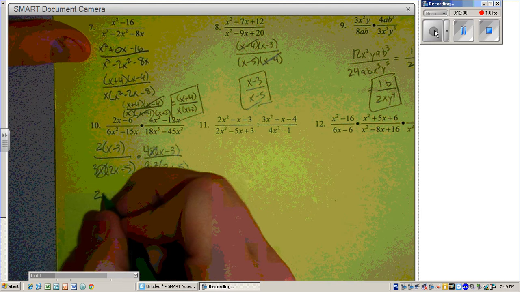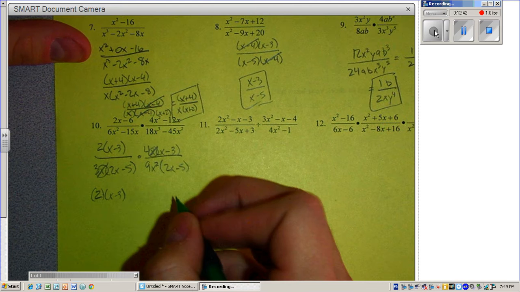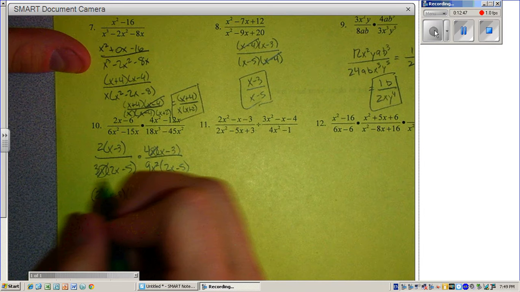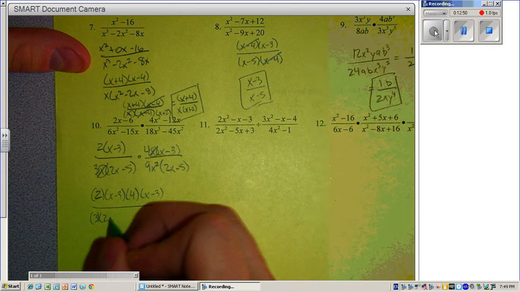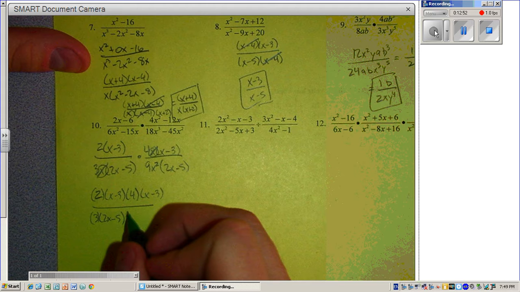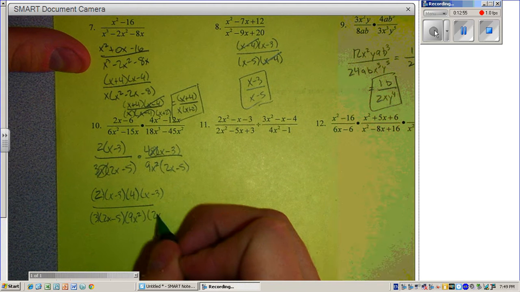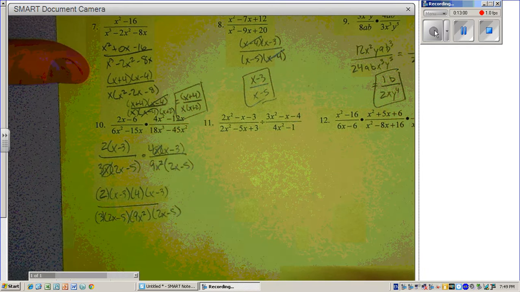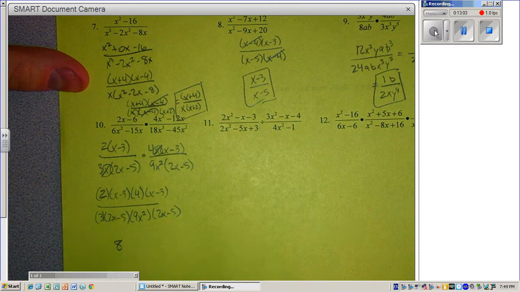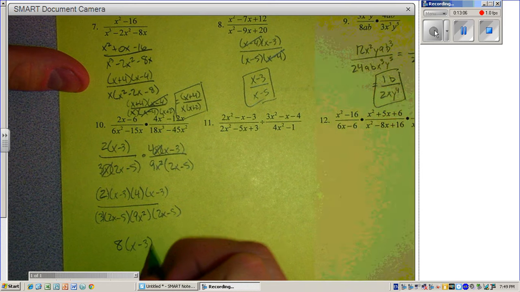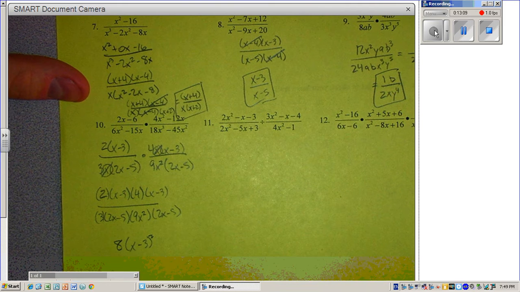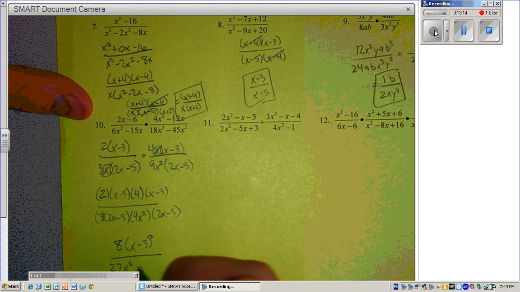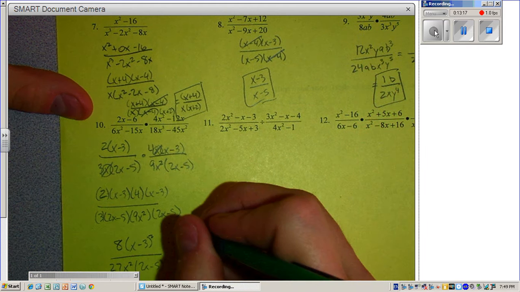2 times x minus 3 times 4 times x minus 3 over 3 times 2x minus 5 times 9x squared times 2x minus 5. But for me, I'm going to multiply the coefficients together. So I'm left with 8 in the numerator, which is 4 times 2, times x minus 3 quantity squared, because there's 2 of them, over 3 times 9 gives me 27x squared, and I have 2x minus 5 quantity squared in the denominator.